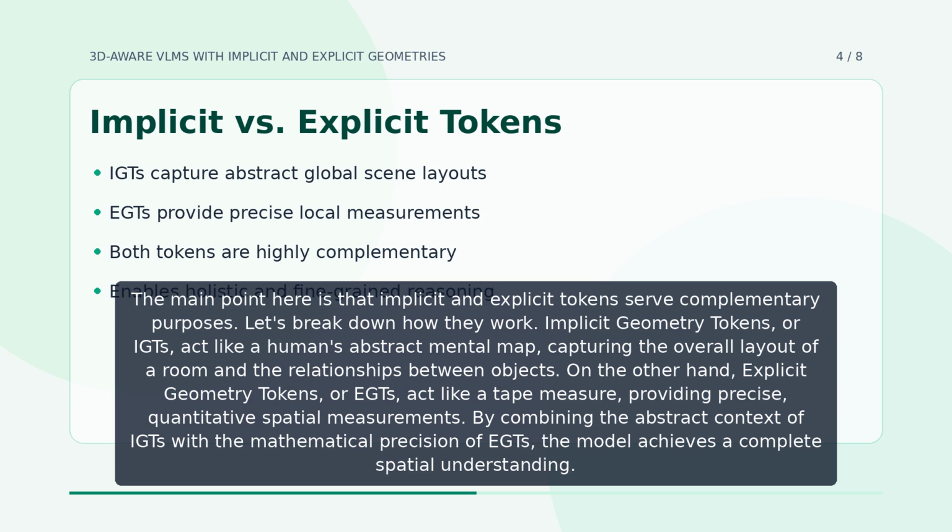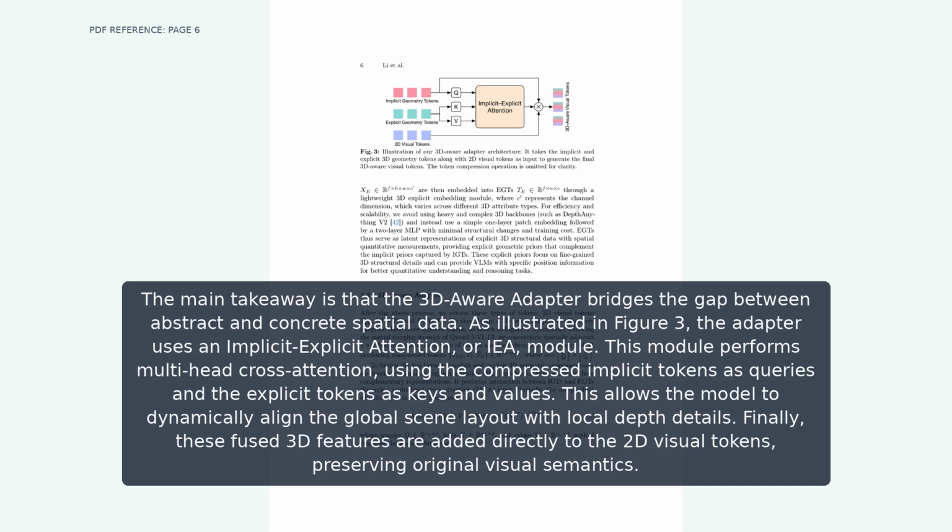The main takeaway is that the 3D-Aware adapter bridges the gap between abstract and concrete spatial data. As illustrated in Figure 3, the adapter uses an implicit-explicit attention, or IEA, module. This module performs multi-head cross-attention, using the compressed implicit tokens as queries and the explicit tokens as keys and values. This allows the model to dynamically align the global scene layout with local depth details. Finally, these fused 3D features are added directly to the 2D visual tokens, preserving original visual semantics.